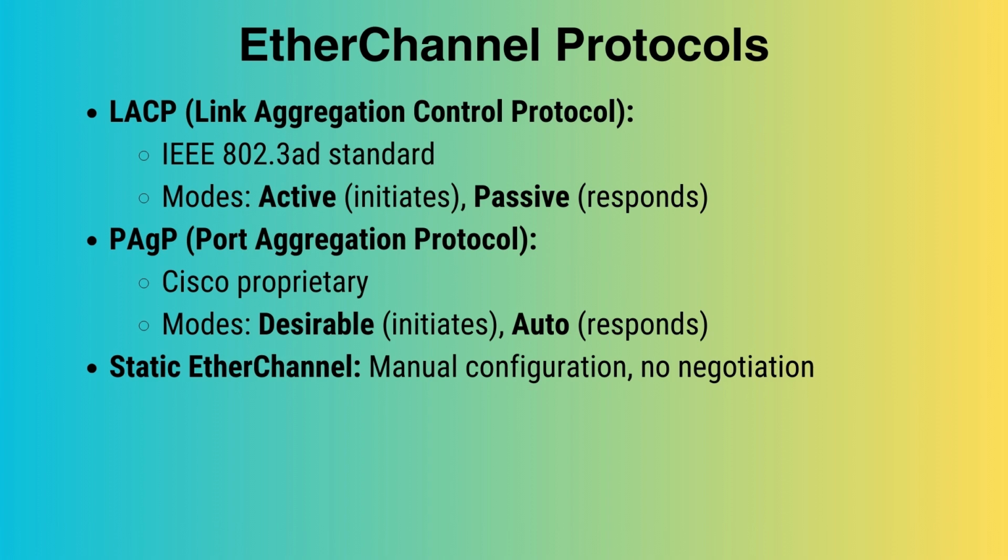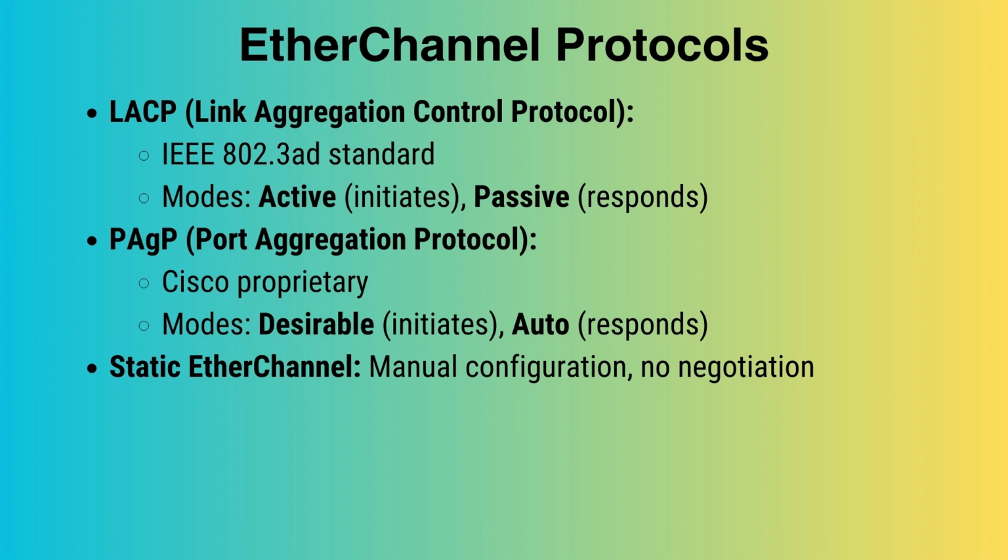In active mode, the switch actively tries to form an EtherChannel by sending LACP packets. In passive mode, the switch only responds to LACP packets it receives. This dynamic negotiation ensures that links are only bundled if both ends of the link agree, enhancing compatibility and reducing configuration errors. PAgP is a Cisco proprietary protocol that also automates the formation of EtherChannels.